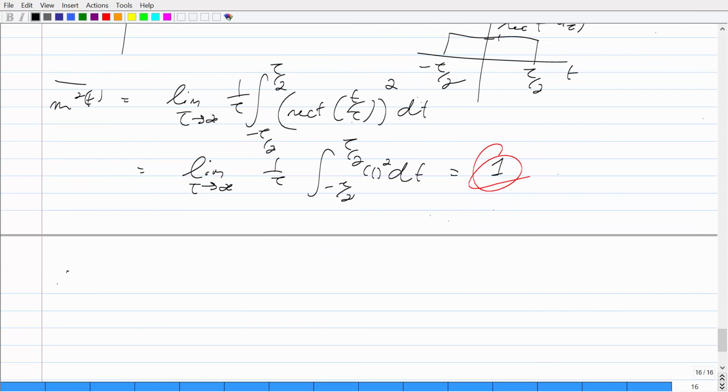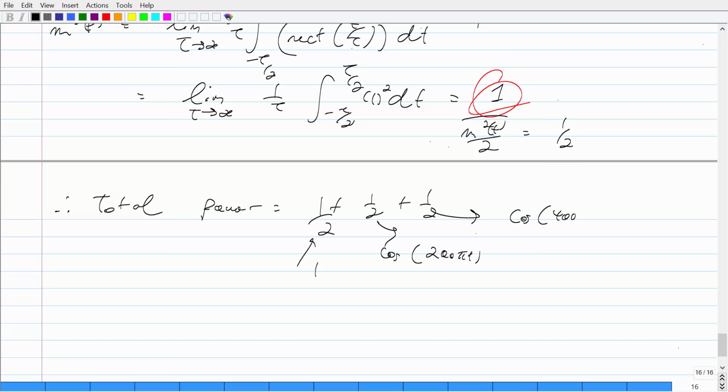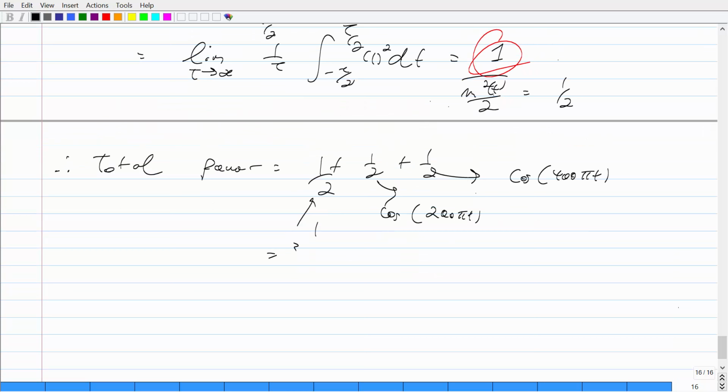Therefore, the total power is simply 1 plus a half plus a half. But then you also have to divide by 2, because if you want the time domain average, it has to be 1 over 2. So this is actually a half here. This is from the 1, this is from the cosine 200 pi, and this is from the cosine 400 pi. So that would be the total power, which is actually 3 over 2. This is the total power for the sidebands.